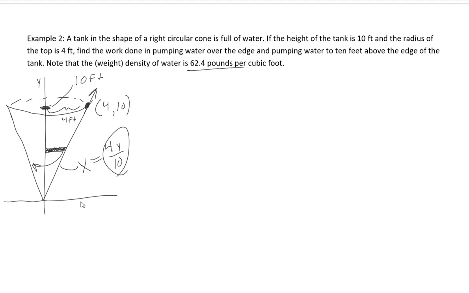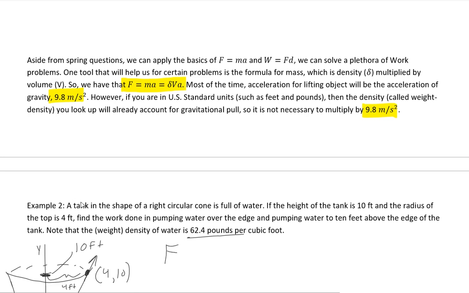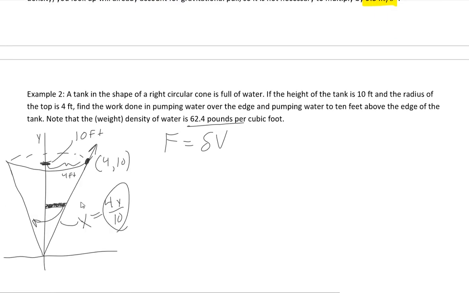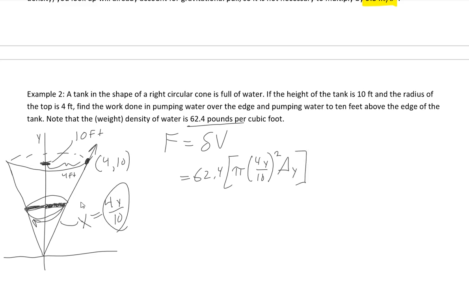Now, to find the volume, which we're going to need because as we had above, we can find the force by doing the density times the volume. And since we're in US units, we don't need to worry about the acceleration of gravity. We have the density as 62.4, so I'm just going to use that as delta right now. And we have the volume as whatever this shell is that we create, or this disk. Well, this disk integrated up, that's going to be pi times r squared, where r is 4y/10 squared. And then the thickness of that is going to be defined by delta y. That's going to define the volume of this.